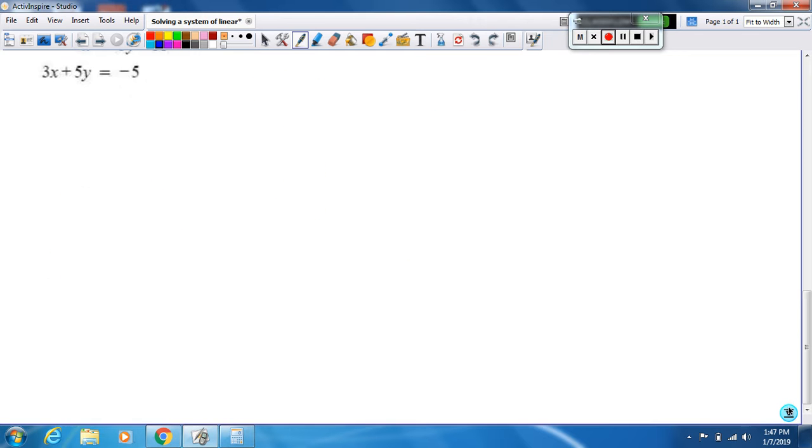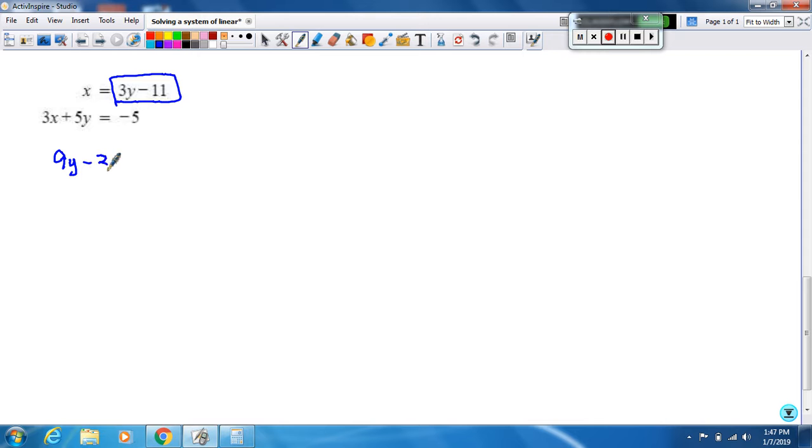Okay, the next one. Again, x is by itself, so they've already done some of the work for us. So 3 times x, so 3 times everything in the box. So 3 times 3y is 9y, and 3 times negative 11 is negative 33. Everything else in that bottom equation just gets written down. Equals negative 5. Okay, 9y plus 5y is 14y. Minus 33 equals negative 5.